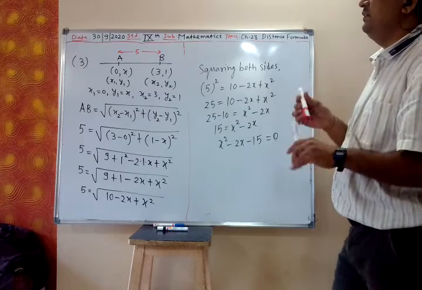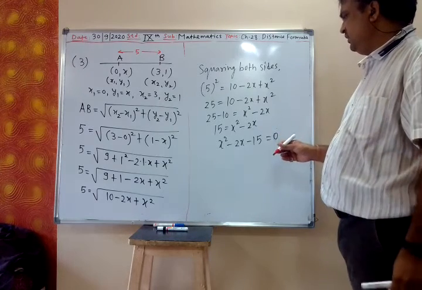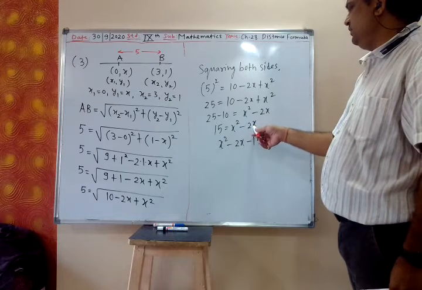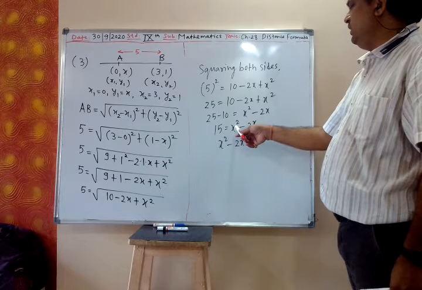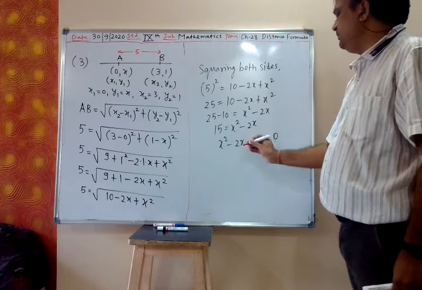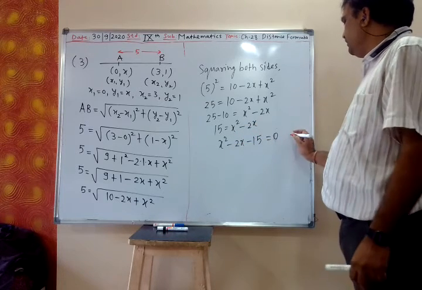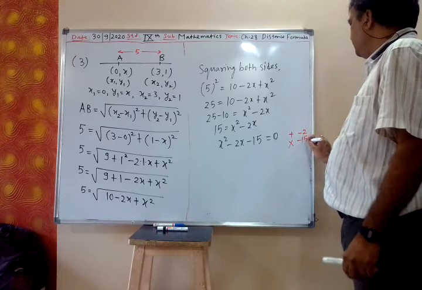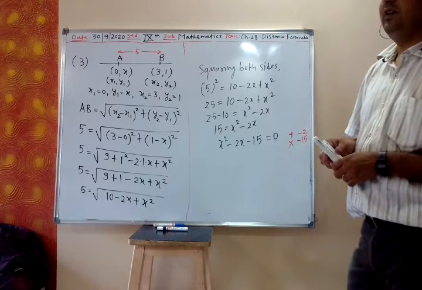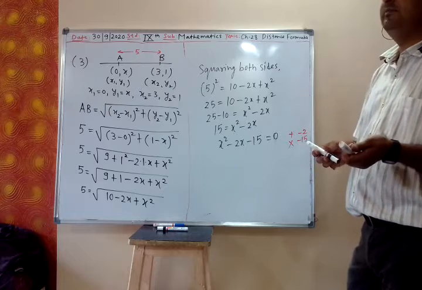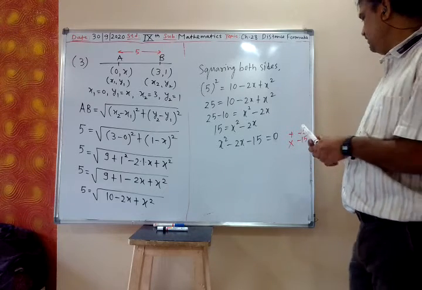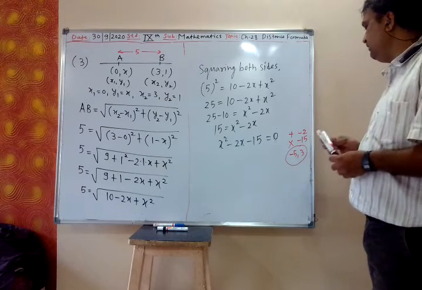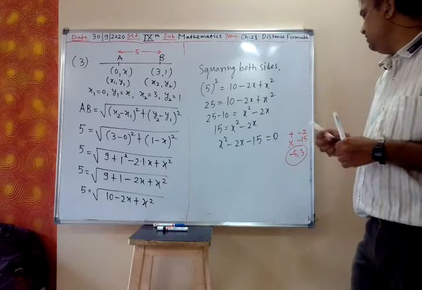No, we don't take common x. So now x square minus 2x minus 15, find two numbers whose sum is minus 2 and multiplication is minus 15. It is minus 5 and plus 3. When you add, you will get minus 2. When you multiply, you will get minus 15.